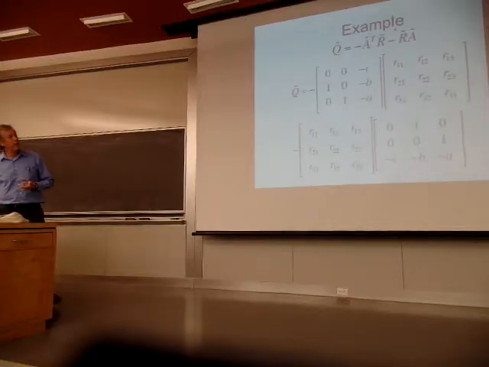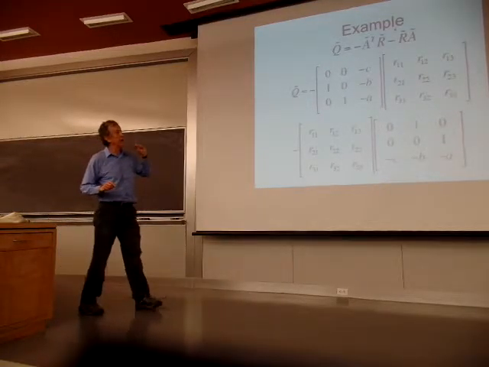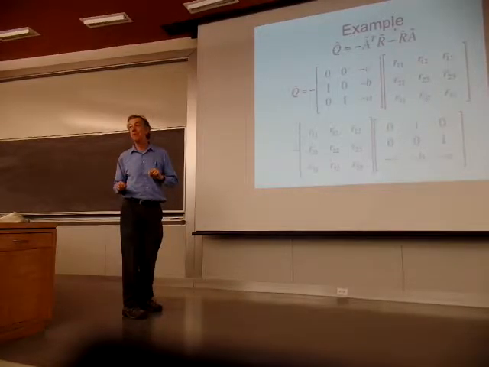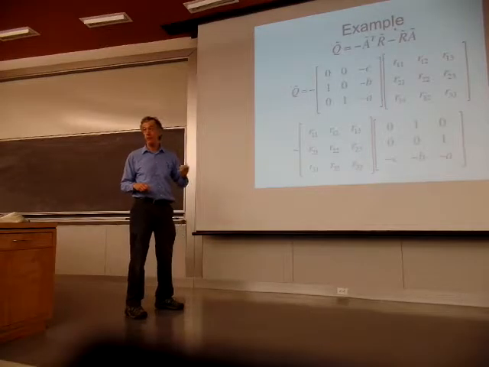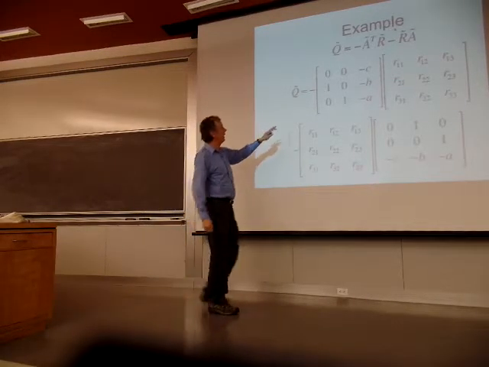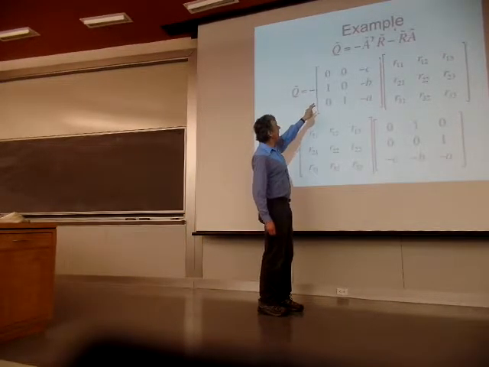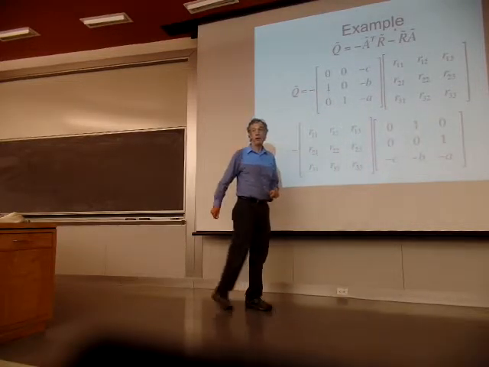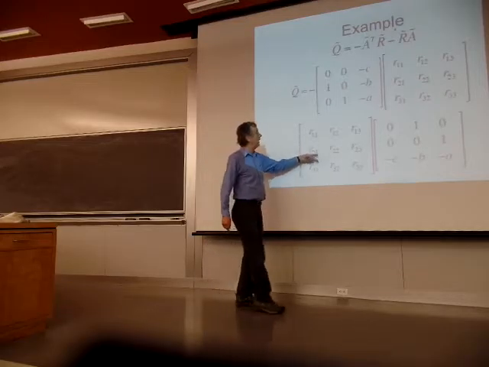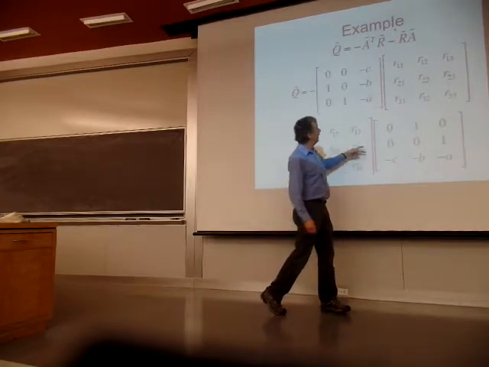All right, I know Q must be A transpose R minus R times A. Right? I derived that before. That's to get the derivative of the Lyapunov function. So take the transpose of A times R. I know what the coefficients are. Right? Times R times A.